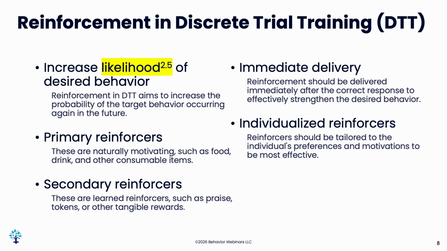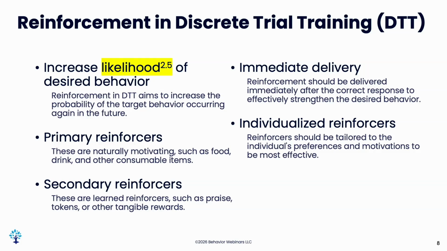Reinforcement will increase the likelihood of the desired behavior, the skills that we're teaching. We have primary reinforcers, things like food, drink, and other consumable items. And then we have the secondary, so we have the praise, the tokens, the tangible rewards. This is really good for token boards because you do reinforce quite a bit. If they're getting things correct, you're constantly reinforcing. And so if you have a token board, that will be easier to manage than letting them have a minute with some toy cars every single time.